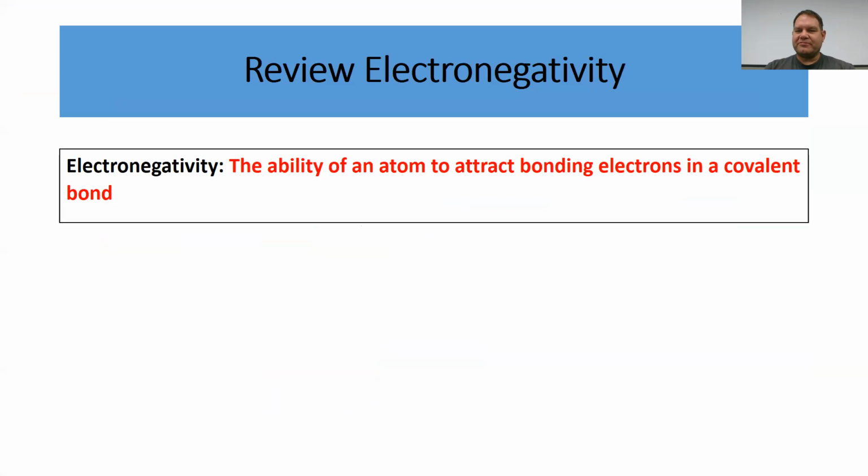All right, so I'm going to do a quick review on electronegativity. Remember that electronegativity is the ability of an atom to attract bonding electrons in a covalent bond. And so the bigger the electronegativity value, the more attractive the atom is to the bonding electrons. And these do have to be bonding electrons involved in a covalent bond, and to some extent, even an ionic bond, which we'll discuss at a later point.